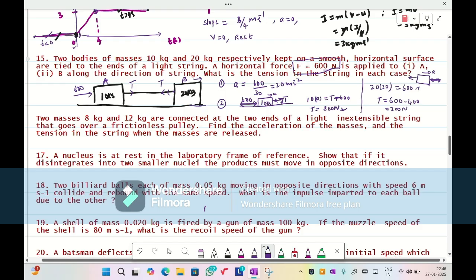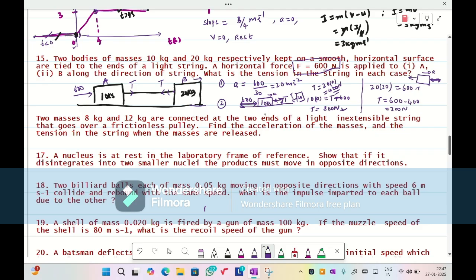But direction is not given. Therefore it is pulling, means I will take the 10 kg body pulling in this direction, and the 20 kg is here. On the 20 kg there will be tension here. So T is equal to 20A, T is equal to 20 into A, that is equal to 400 newtons.